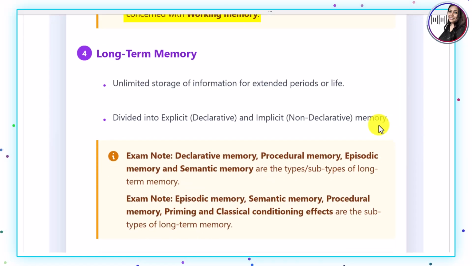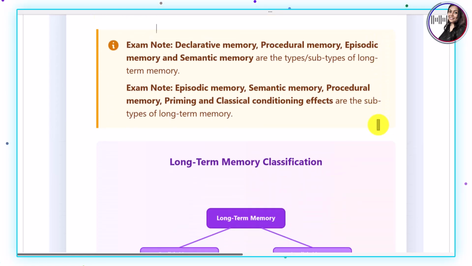Finally, we come to long-term memory, which has the capacity to store information for extended periods, sometimes for an entire lifetime. Long-term memory is considered to have virtually unlimited storage. It is broadly divided into explicit or declarative memory and implicit or non-declarative memory.